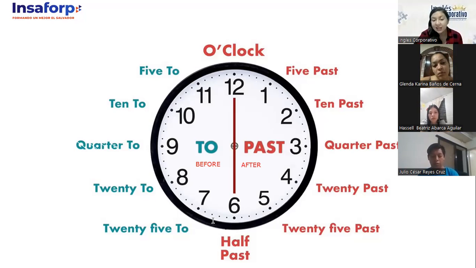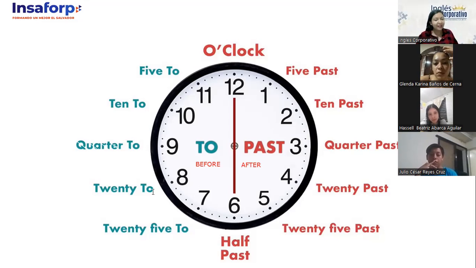Y en la siguiente decimos los minutos que hacen falta para la siguiente hora. For example, what time is it right now? Right now, what time is it? 9:24. Exactly, it's 9:24. Esa es la forma fácil.